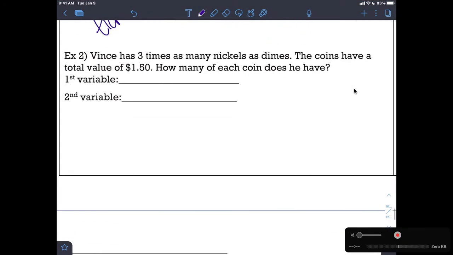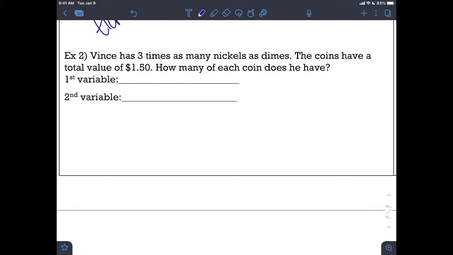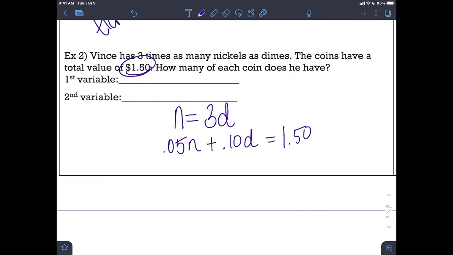Let's look at example number 2. Vince has 3 times as many nickels as dimes. So he has more nickels. My nickels are the same as 3 times my dimes. The coins have a total value of $1.50. So I have to convert these to money. Nickels converted to money plus dimes converted to money is going to be equal to $1.50. And they're asking how much of each coin does he have. So let's go ahead and plug this in.